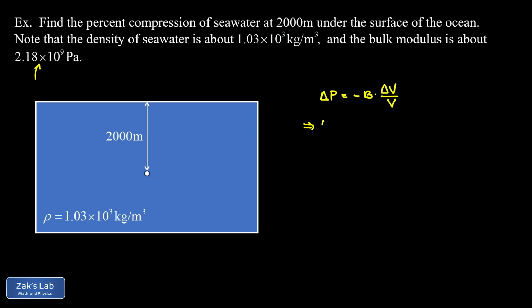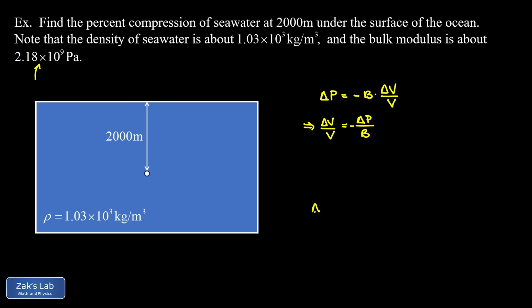So we can solve for delta V over V. That's going to give us a fractional change in volume, and then we'll convert it to a percent at the very end of the problem. And this is given by our change in pressure divided by the bulk modulus, and there's a minus sign in front, which is simply going to indicate that the liquid is getting smaller instead of bigger. So now we have to appeal to some of our experience with hydrostatics and find the change in pressure when we go to a depth of 2,000 meters beneath the surface of the ocean.